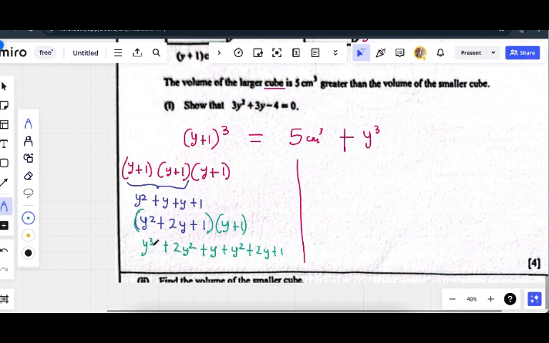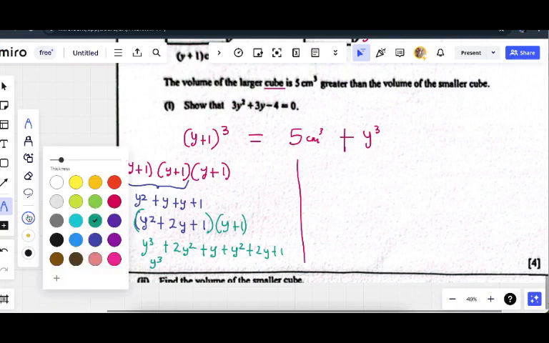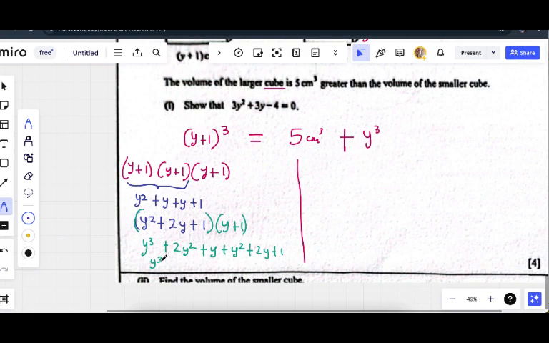Okay, now you collect like terms. This one is alone. The highest power is only 3, and it's only 1 time, so we write y to the power of 3. Now in collecting like terms, I think we should change the color. Then you have 2y squared plus y squared, you get 3y squared. It's like you say 2 oranges plus 1 orange, 3 oranges. So here I'll get plus 3y squared.